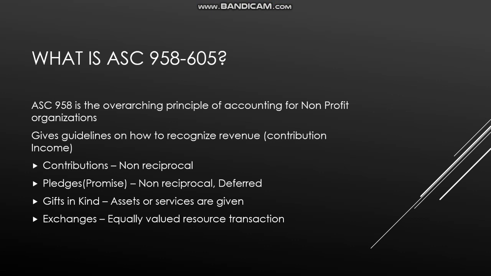For this presentation, I went down the Farhat train, and Professor Farhat talks about 4 different areas in understanding how to account for contribution income, and those are A, regular contributions, B, pledges, C, gifts in kind, and D, exchanges. So the first of these, contributions, is non-reciprocal, meaning that it's kind of like a donation, really. It means that the donor is not expecting anything in return.